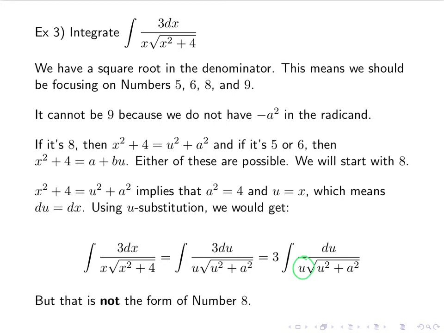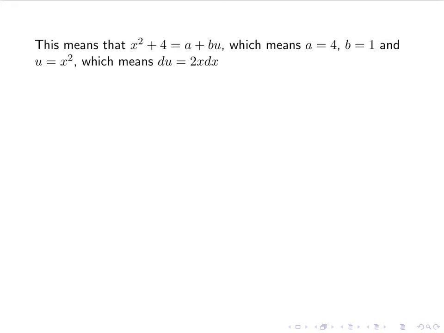So even though right off the bat it really looks like it is, it's got an extra factor here in the denominator that is not actually in our table. This means that we need to try our other possibilities of 5 and 6. So if it's 5 or 6, again we have x squared plus 4 is a plus bu. So a is the constant, that means a is 4. B is the coefficient of our variable, so b is 1. U is x squared, so du is 2x dx.